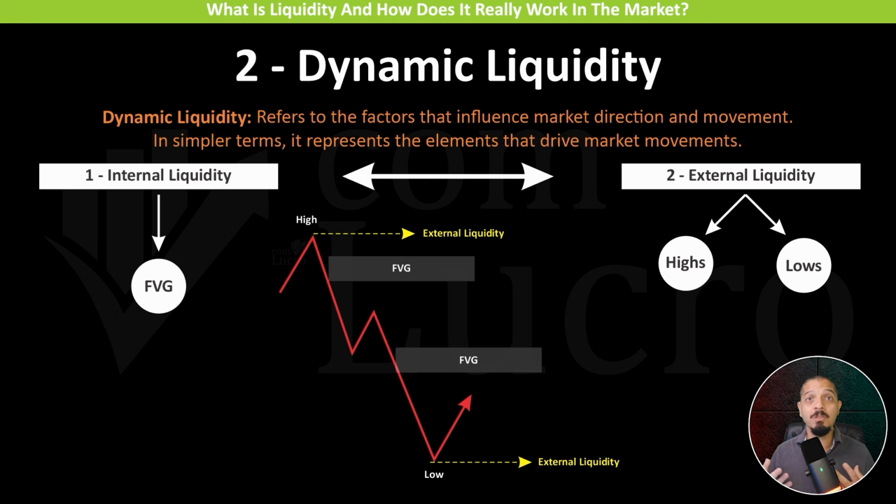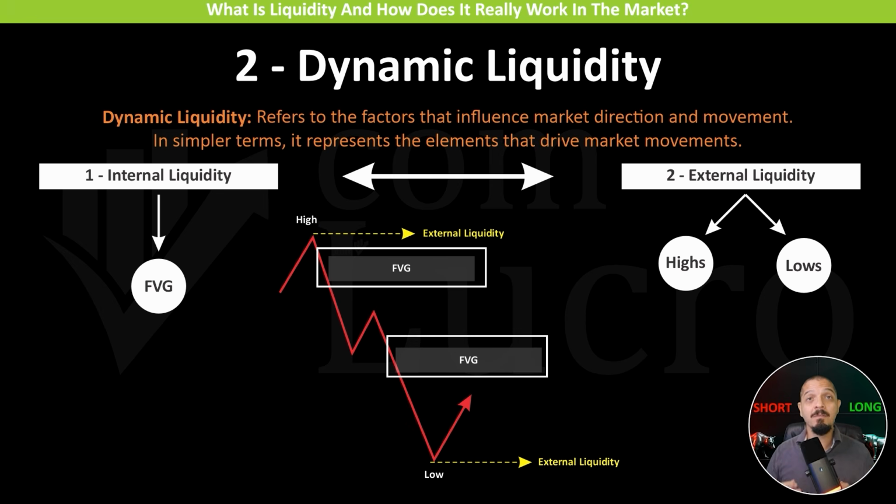Dynamic liquidity refers to the factors that influence market direction and movement. In simpler terms, it represents the elements that drive market movements. To better understand this, imagine a market structure like a rally wave consisting of a high and a low. These highs and lows represent external liquidity. External liquidity pertains to the highs and lows within a rally wave. Conversely, the fair value gaps found within the range of the high and low are considered internal liquidity.